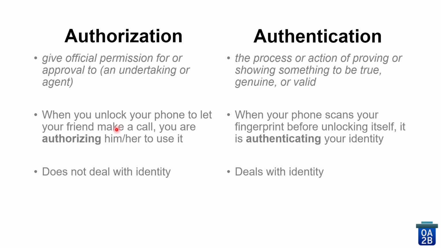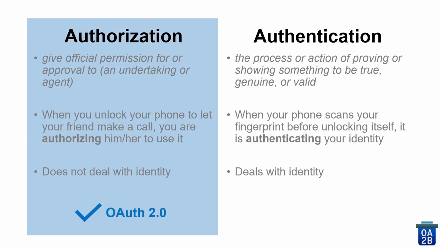So back to the same example of making a phone call, when you try to unlock your phone, it asks for your fingerprint, or these days we have facial recognition. So your phone is authenticating your identity. It's verifying your identity. So the takeaway here is that, well, authorization does not deal with identity. It only deals with the grant of a permission, whereas authentication deals with identity.